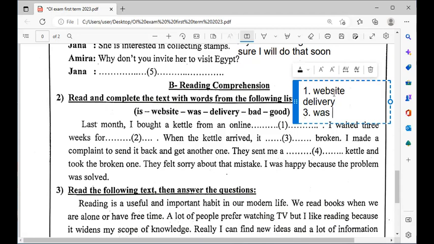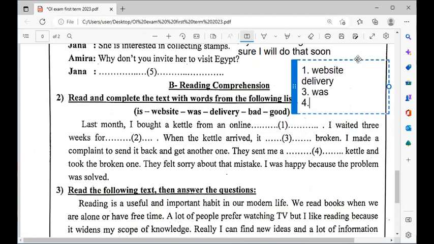Here we have is and was, and because we are talking about something in the past, it's better to use past. Number four, it was broken. I made a complaint to send it back and get another one. They sent me a good kettle and took the broken one. They felt sorry about the mistake. I was happy because the problem was solved. So this is the second question.